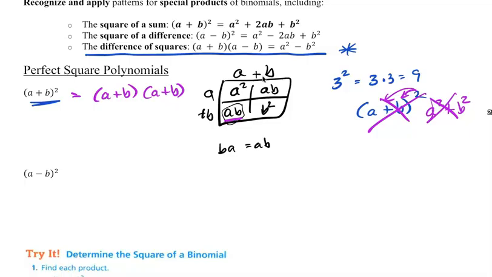Anyway, now you can add up like terms. And we get a squared, 1ab plus another 1ab gets me 2ab, plus b squared. That's where you get the formula right there. So basically, if you notice it's like this, you could just skip doing all the multiplication and go straight to this. It's the same thing for this one here.